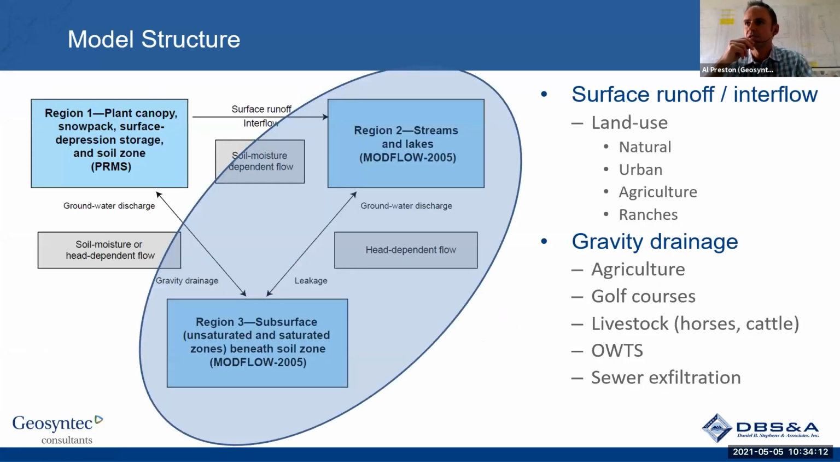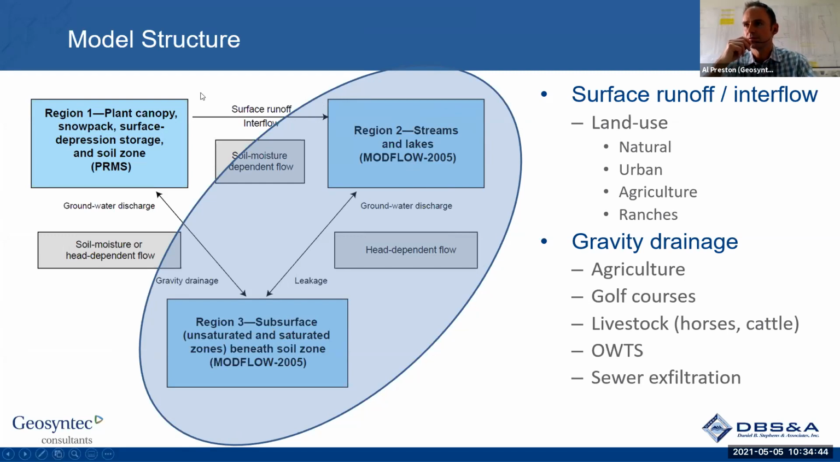If I go back to the GSFLOW schematic with the 3 regions, we now do not have this PRMS region, and we're just really stuck with regions 2 and 3, which is the subsurface saturated, unsaturated zones, and the streams and the lakes. So the MODFLOW MT3D model is going to be looking at kind of everything in this ellipse, where we've got arrows crossing the boundary, where we need to define our boundary conditions.